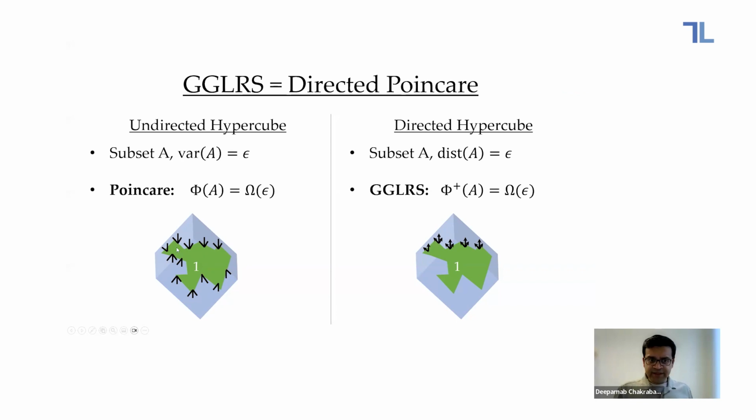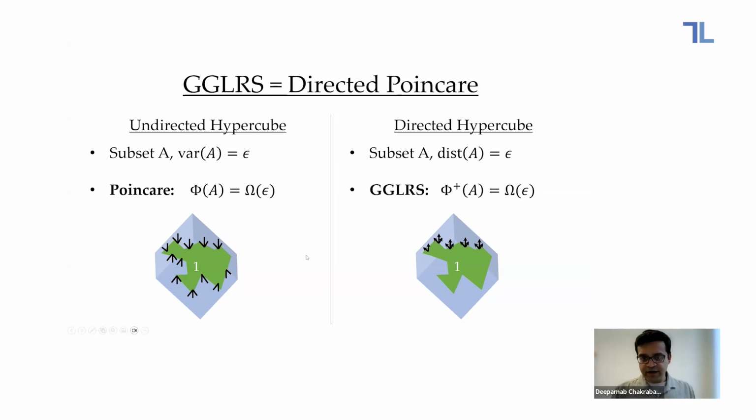In the undirected world, it says if I have a large enough or balanced set, of a certain balance, then there are lots of edges coming out of it, in both directions. Instead of the variance, if I had distance to monotonicity, then this GGLRS says that I still have lots of violating edges coming out of it. So I'm just connecting them, and it's at a syntactic level right now.